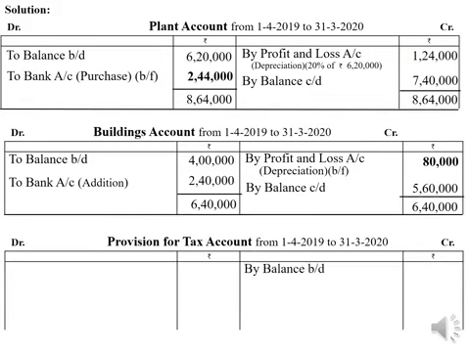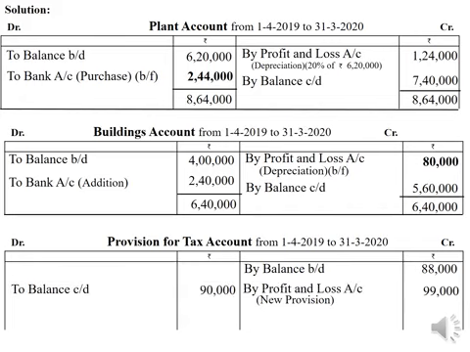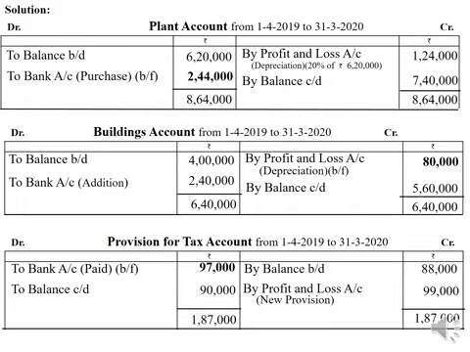Next is provision for tax account. By balance brought down 88,000. Problem says new provision worth rupees 99,000 was made during the year. That has to be transferred to profit and loss account. Then balancing it, we get 97,000 as balancing figure. That has to be treated as paid, tax paid during the year. So transferred to bank account. To bank account, paid, balancing figure 97,000.